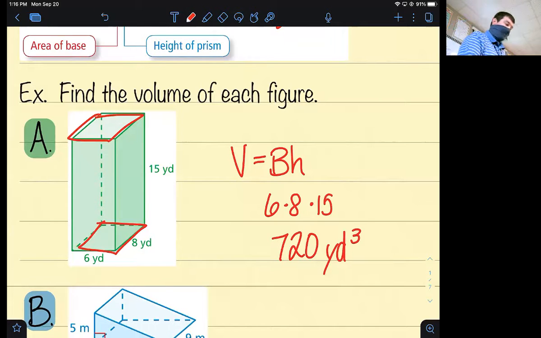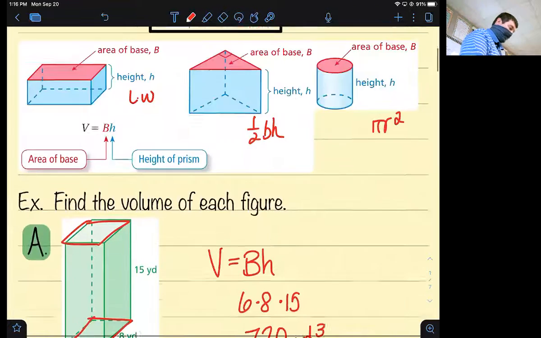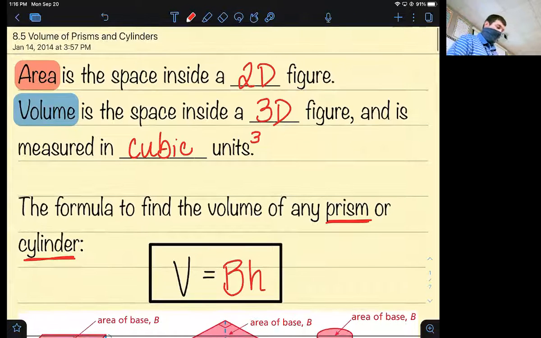We're talking about volume of prisms and cylinders today. And so all we really missed out was our volume definition. Volume is the space inside of a three-dimensional figure, not the space around it like surface area. And it's measured in cubic units.